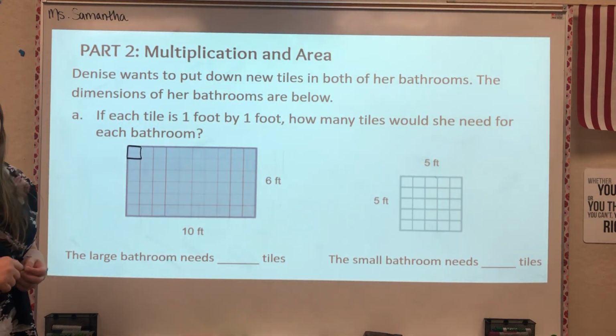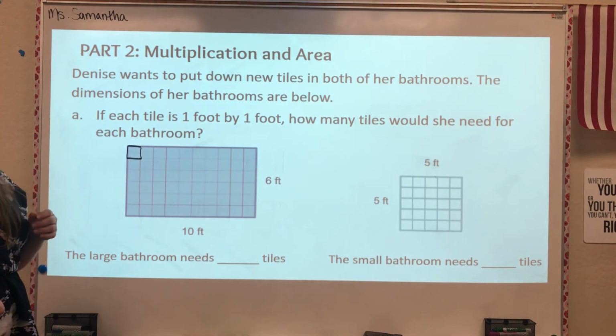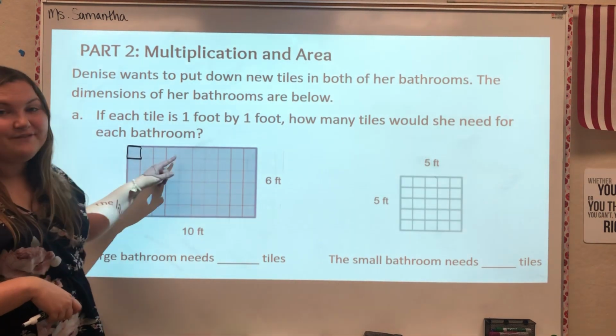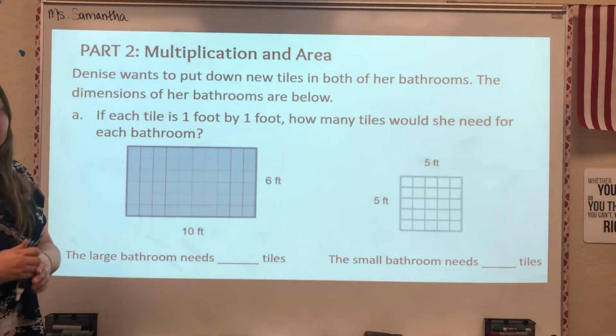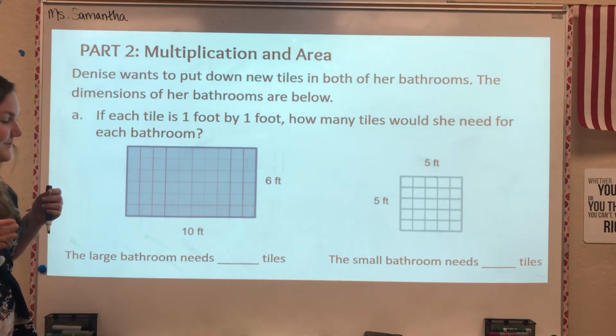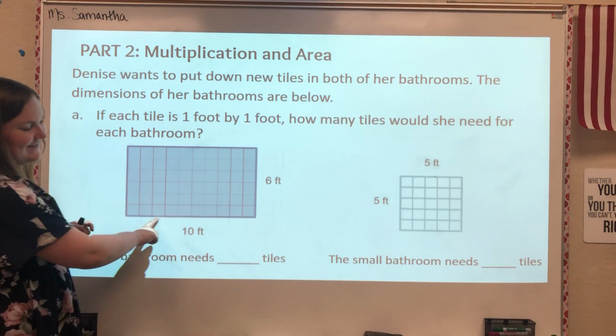Well, how did you count it? When we looked at the first picture with the chocolates, we said one way you could do it is count all of these individually. But since the focus of this lesson is specifically on multiplication, notice they told me this side is 10 feet.